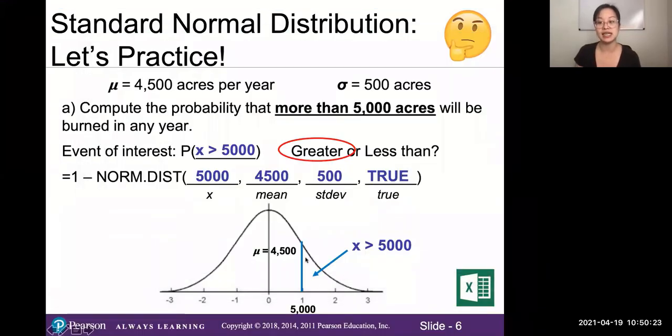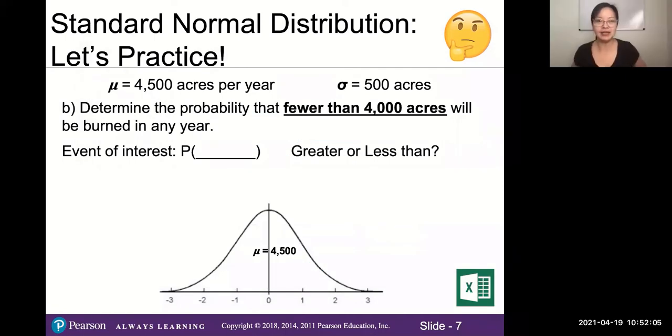So what that says is that this space right here, the probability of getting more than 5,000 acres burned, is 0.15 and some change, so around 15-ish percent.